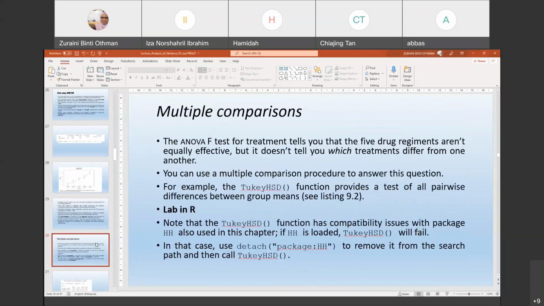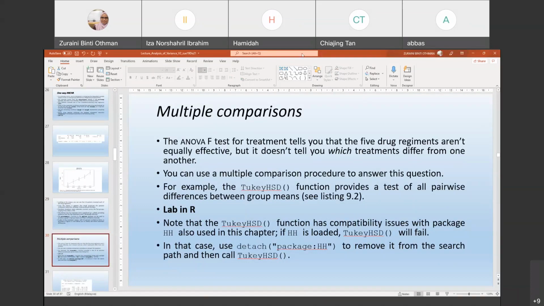Okay, this is where the Anova F Test for treatment tells you that the 5 drug regimens are unequally effective, but it doesn't tell you which treatments differ from one another. So it only tells you they are not equally effective. Their effectiveness is not equal.